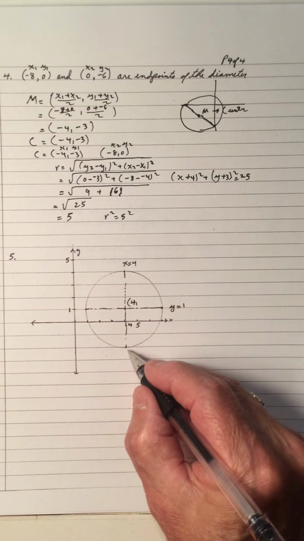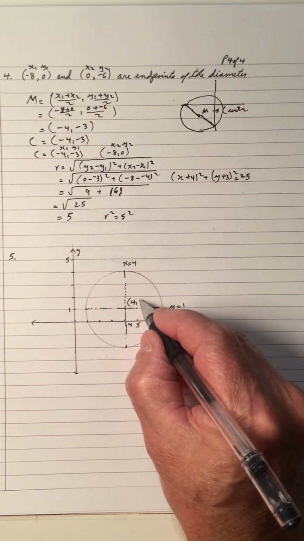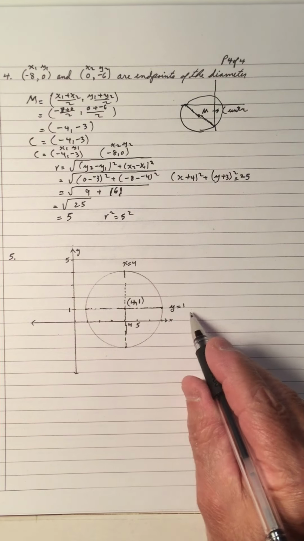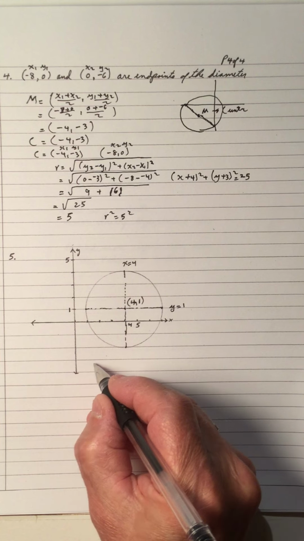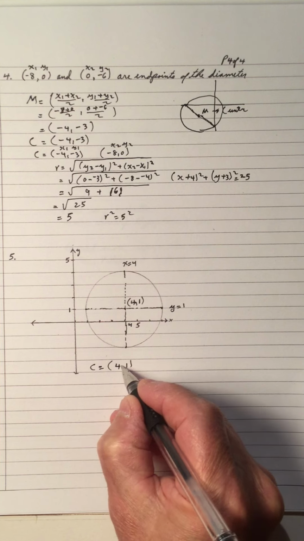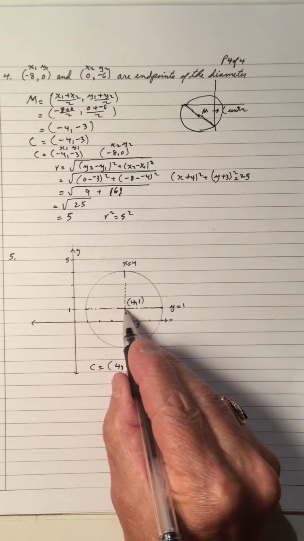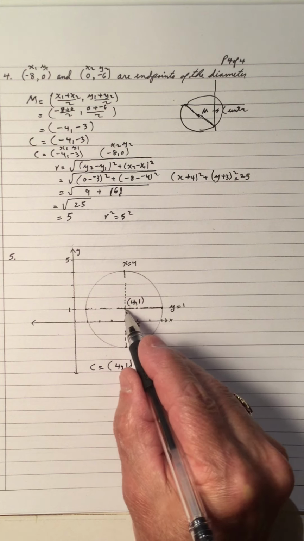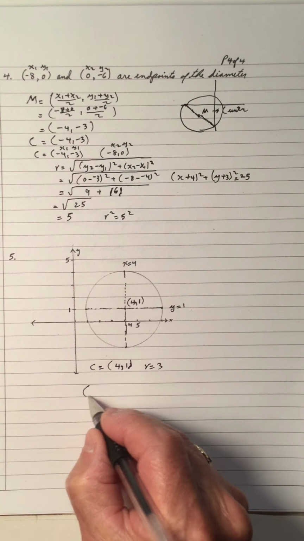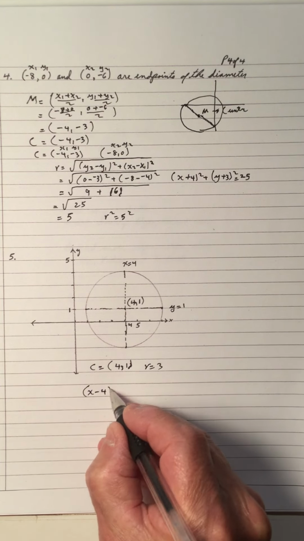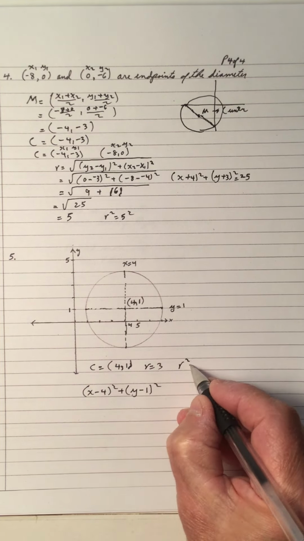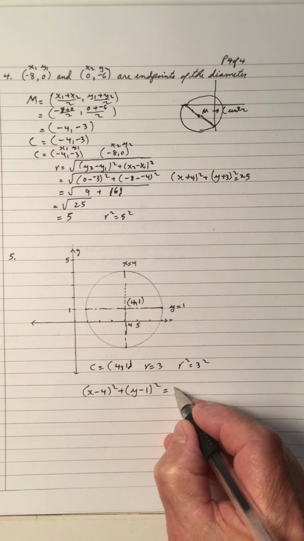So the x coordinates are all 4. The y coordinates on this line are 1. So a vertical line has all x coordinates the same. A horizontal line has all y coordinates the same. So we have a center that's 4, 1. And if you go from here to here, you go 1, 2, 3. So that means the radius is 3. So the circle is x minus h, x minus 4 squared, add on y minus 1 squared, and r squared is 3 squared, and r squared is 9.